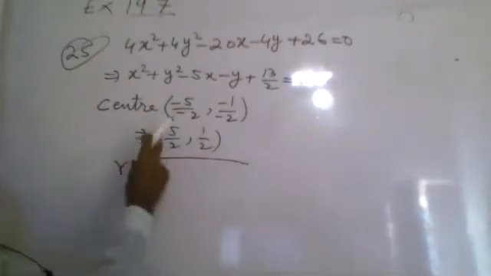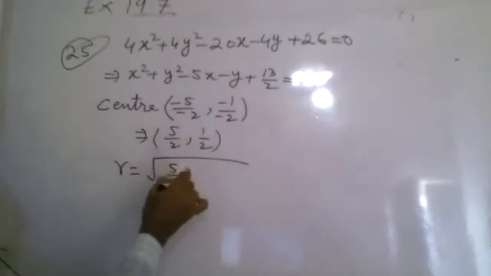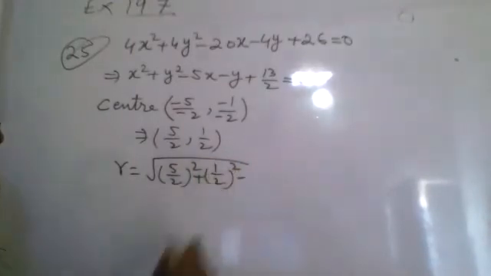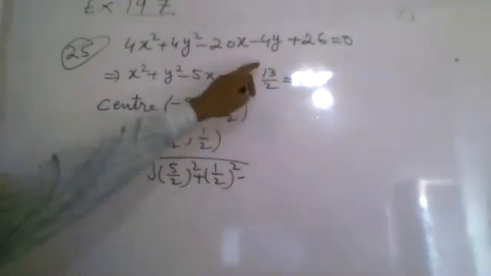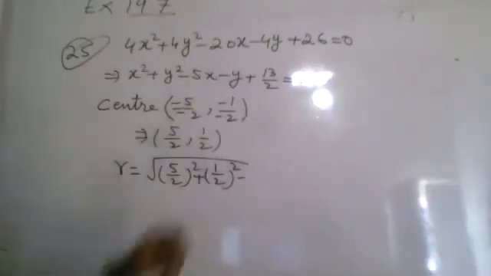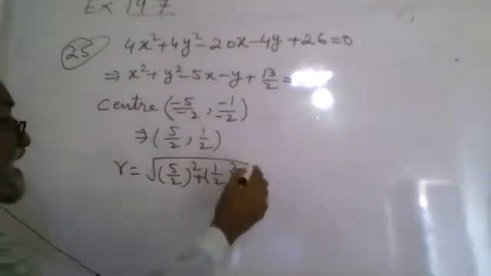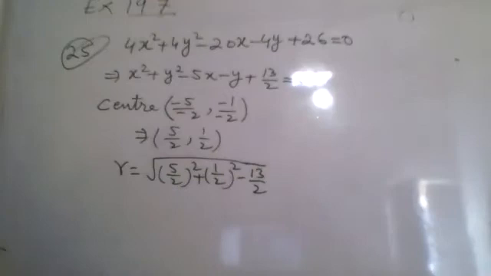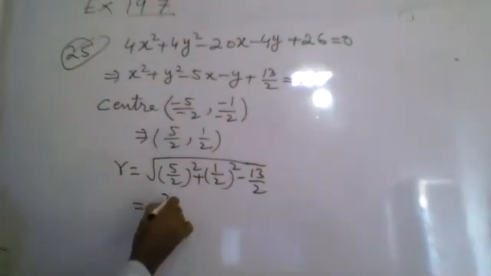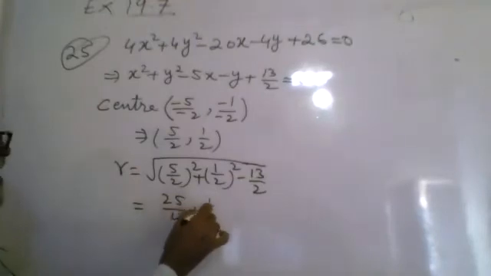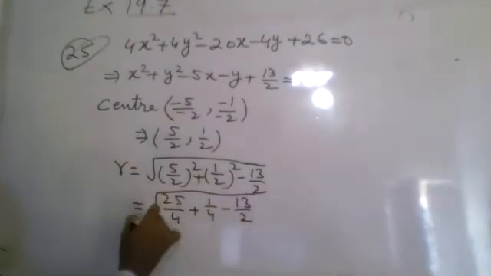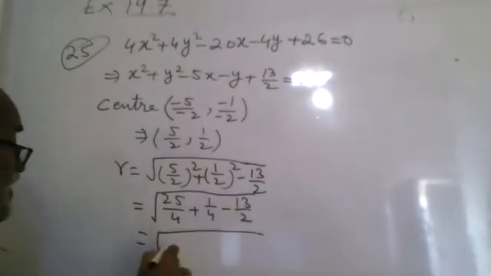Radius will be equal to the square of 5 upon 2 plus the square of the y coordinate, 1 upon 2, minus c. C is 13 upon 2. This is plus, so it will become minus 13 upon 2. Simplify. 25 upon 4 plus 1 upon 4 minus 13 upon 2, whole under root. LCM 4.